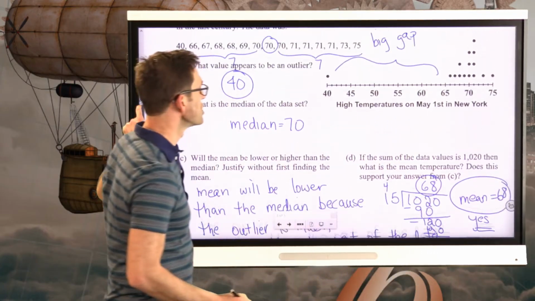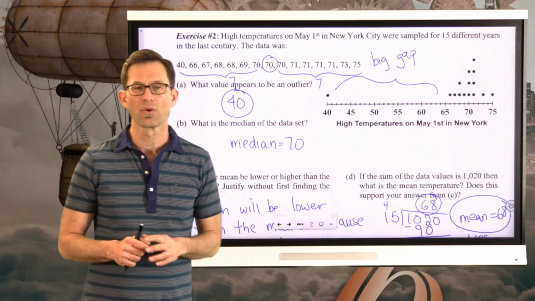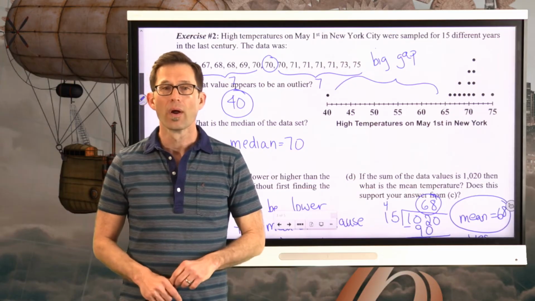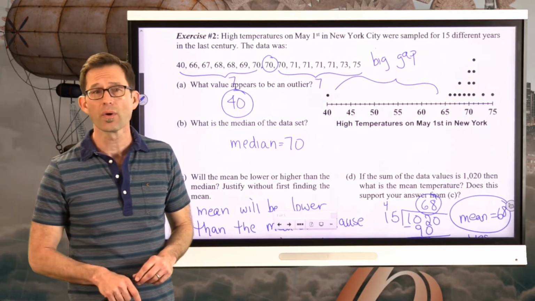Now again, take a look at this just for a second. Look at this data set. We're trying to answer a statistical question like how warm is it at the beginning of May in New York City. And you could easily say, based on this data set, the median temperature is about 70 degrees.